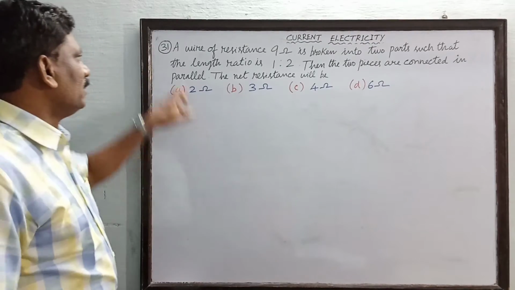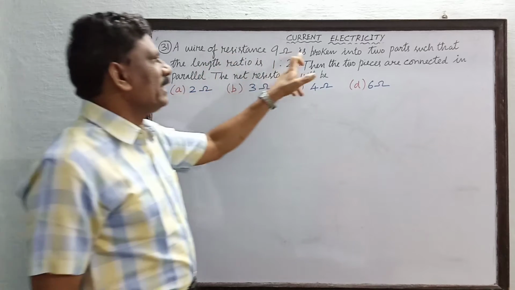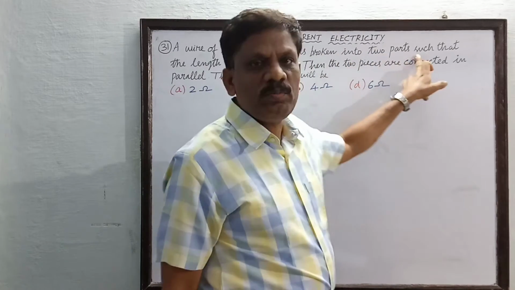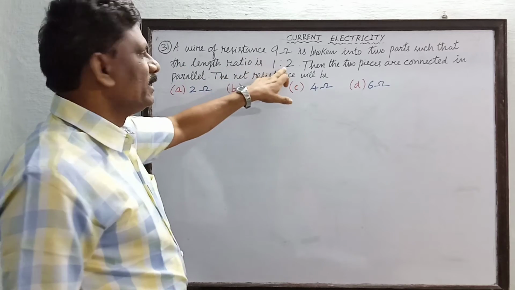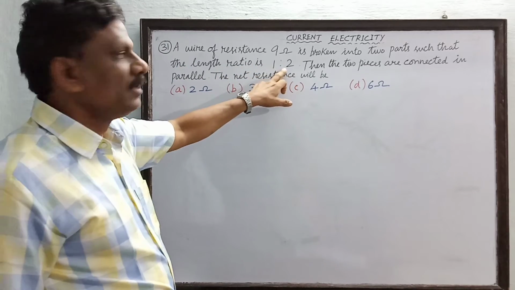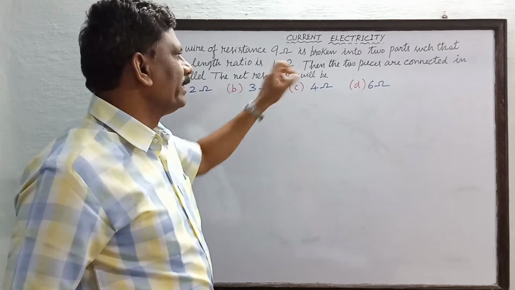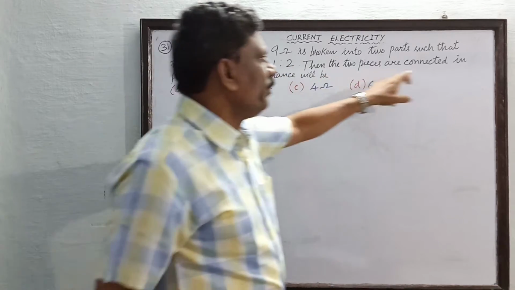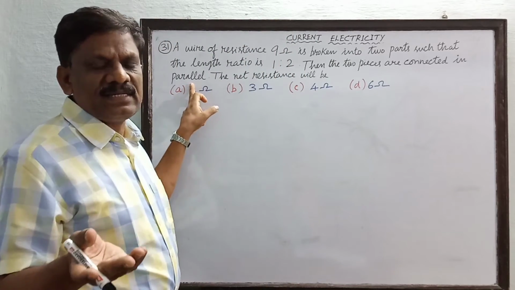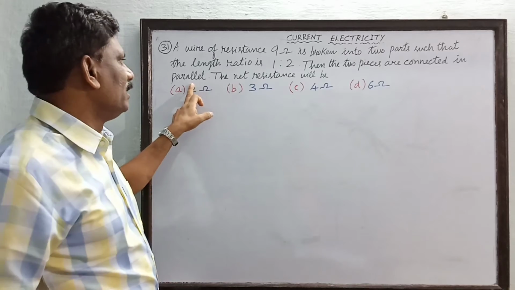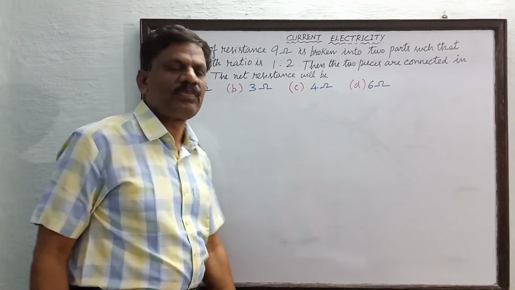Hi students. Question number 31 is, a wire of resistance 9 ohm is broken into two parts such that the length ratio is 1:2. After breaking, the wires are in the ratio 1:2 in length. Then the two pieces are connected in parallel. The two broken pieces are connected in parallel. The net resistance will be one of the four values.